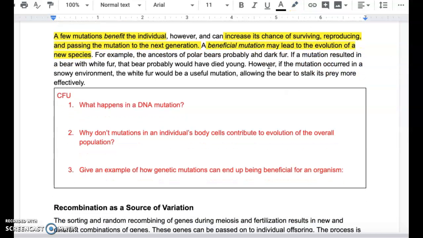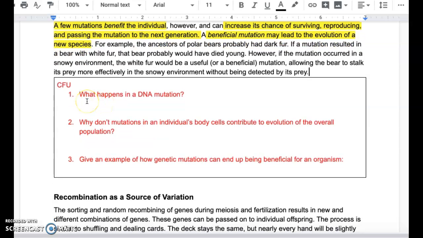For example, the ancestors of polar bears probably had dark fur. If a mutation resulted in a bear with white fur, that bear probably would have died young. However, if the mutation occurred in a snowy environment, the white fur could be a useful or beneficial mutation, allowing the bear to stalk its prey more effectively in the snowy environment without being detected by its prey.